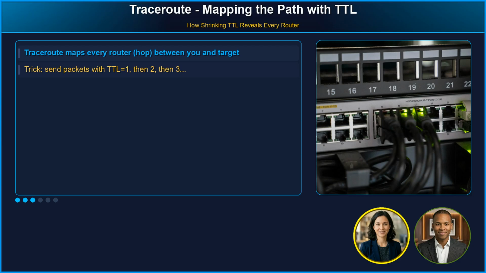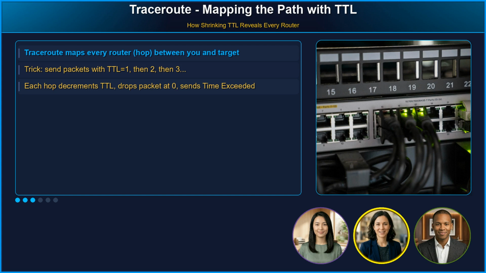The trick Traceroute uses is elegant. It sends a series of packets, starting with a time to live of 1. Every router that handles a packet subtracts 1 from the time to live. So when time to live hits 0, the router just drops the packet. That sounds like a feature designed for loop prevention, not for mapping paths.